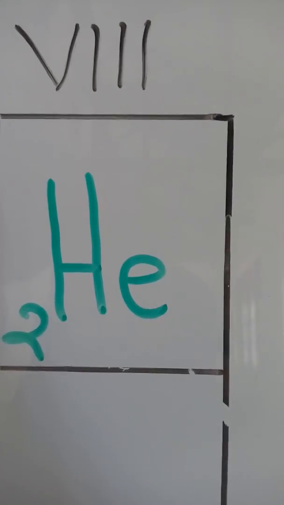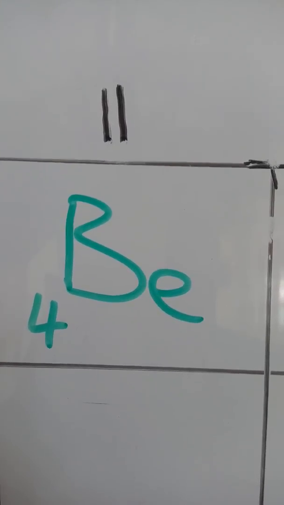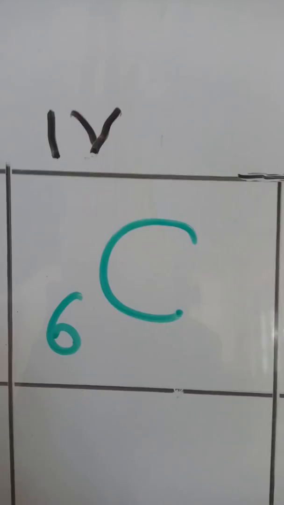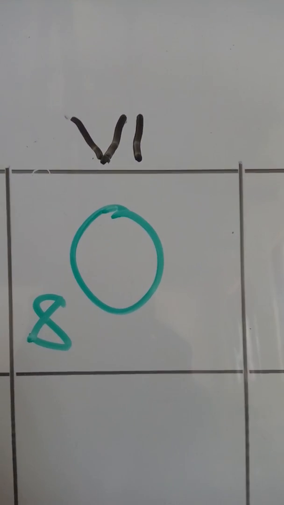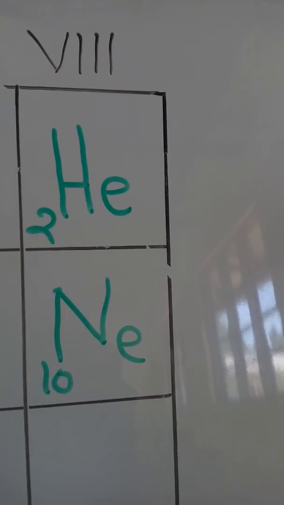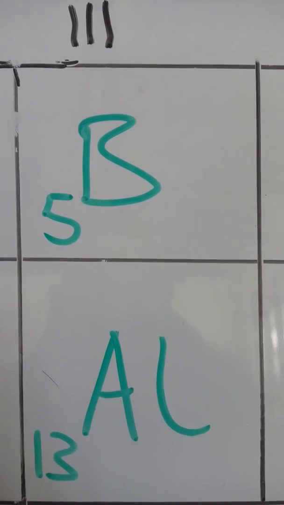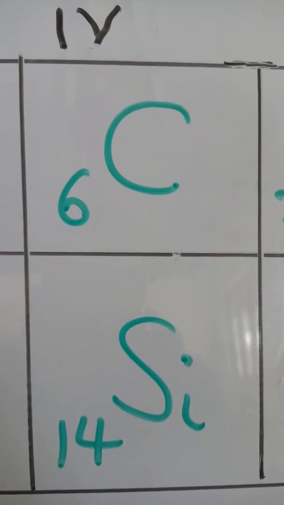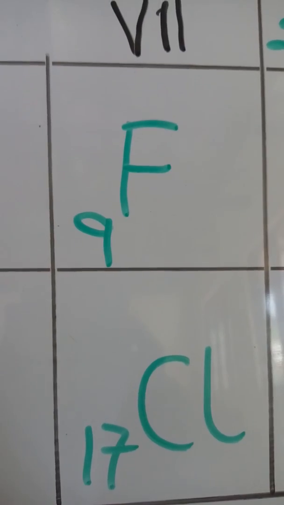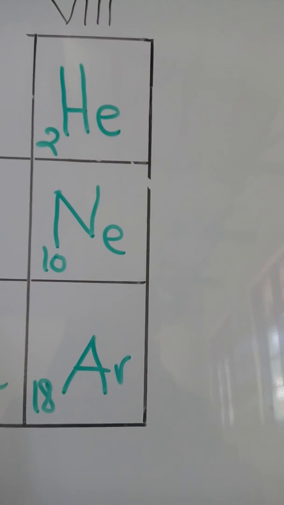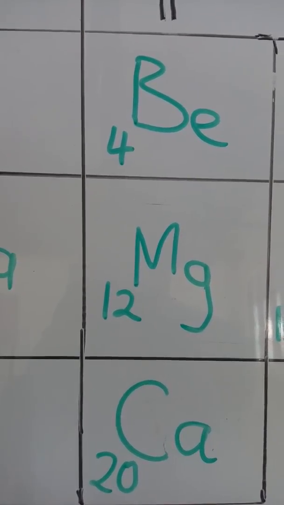hydrogen, helium, lithium, beryllium, boron, carbon, nitrogen, oxygen, fluorine, neon, sodium, magnesium, aluminium, silicon, phosphorus, sulfur, chlorine, argon, potassium, calcium, just to mention the first 20 elements.